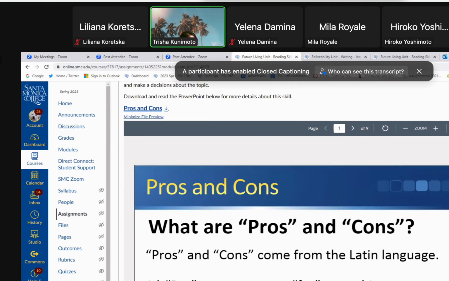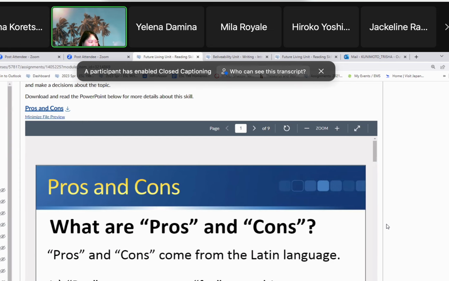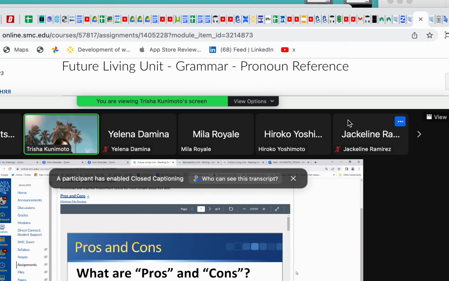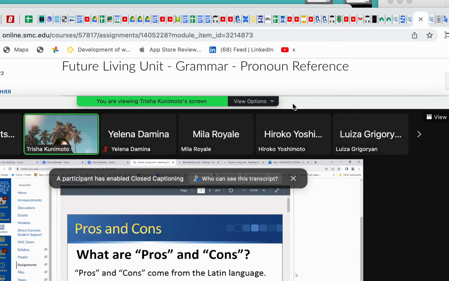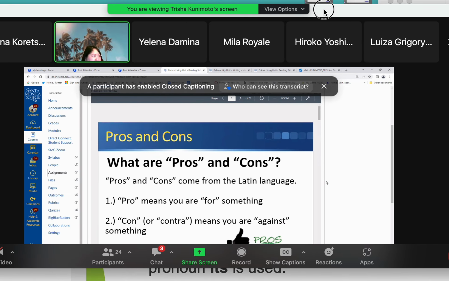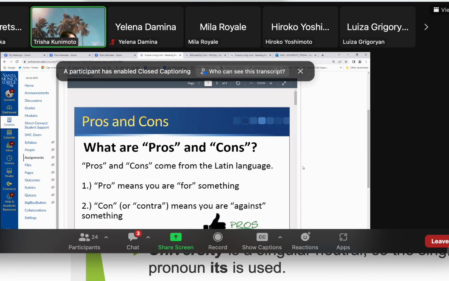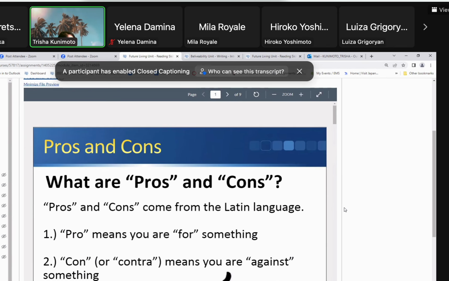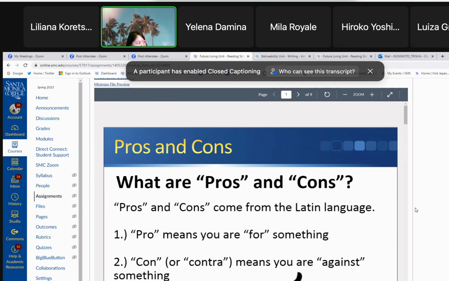But basically, pros and cons are just ways that we use to distinguish advantages, disadvantages, or positives and negatives about a topic. Okay, and usually when we have a certain topic where people have different opinions, we break them down into these two categories. So this is a type of critical thinking skill that we teach for reading and writing.